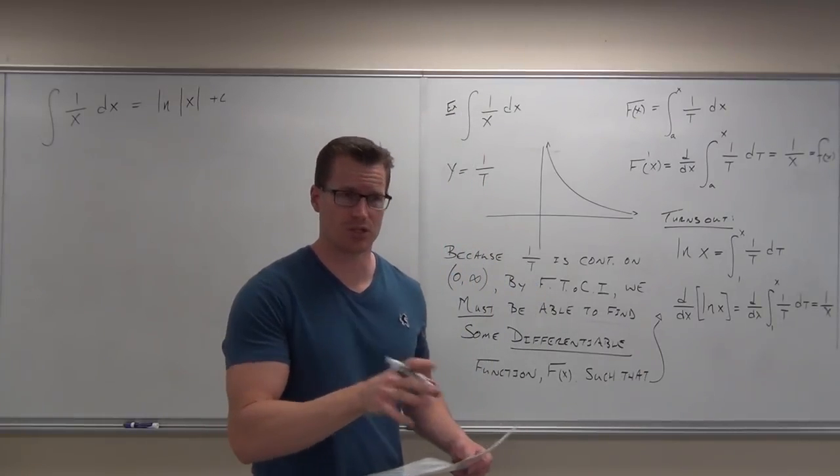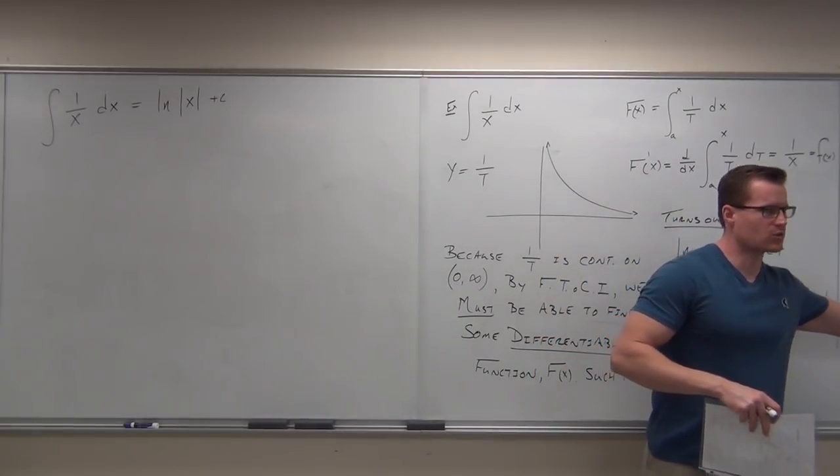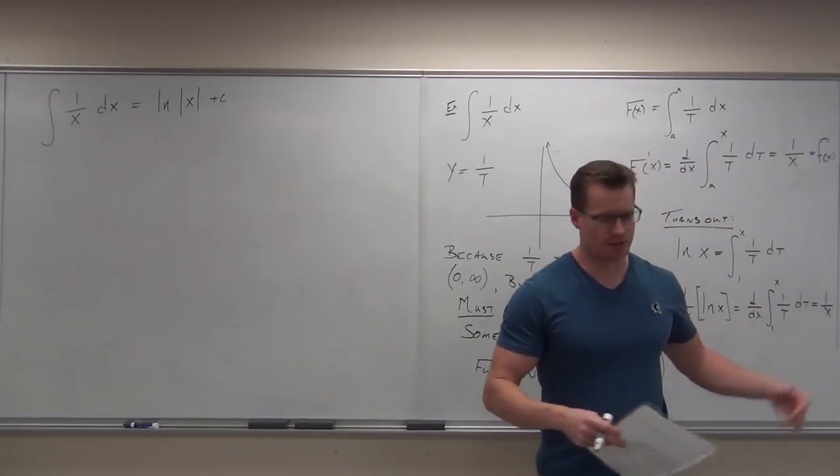Are you guys okay with that one? Did you get the reasoning behind it? If the derivative of ln x equals 1 over x, almost the reverse is true. The integral of 1 over x gives you ln of absolute value of x.